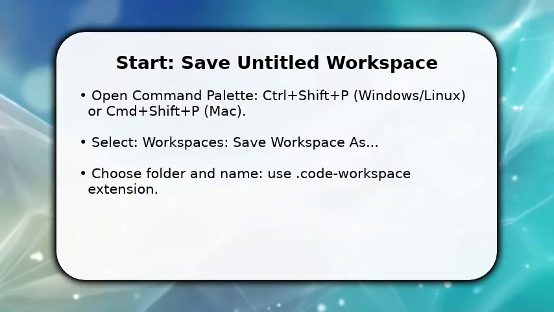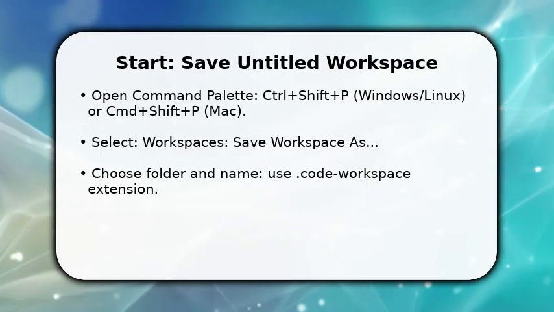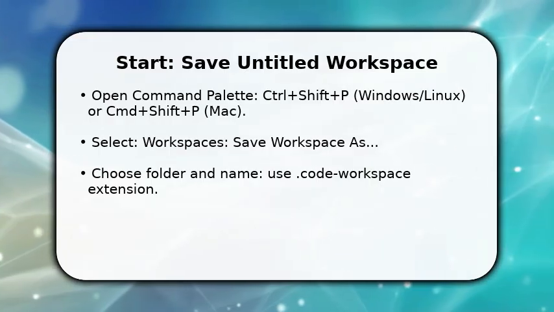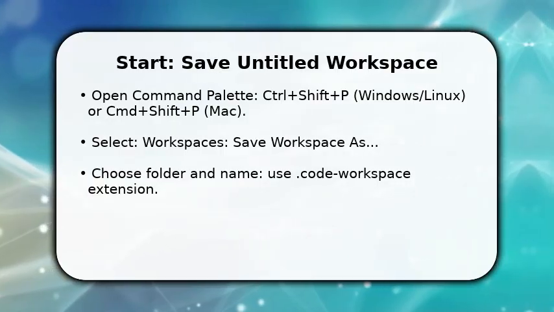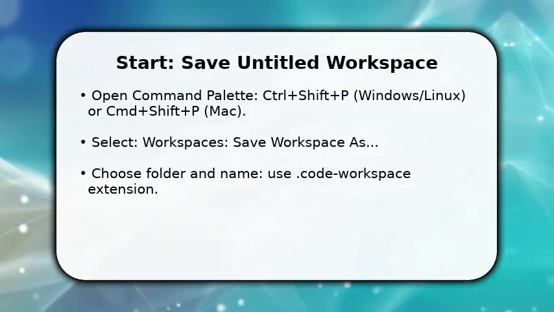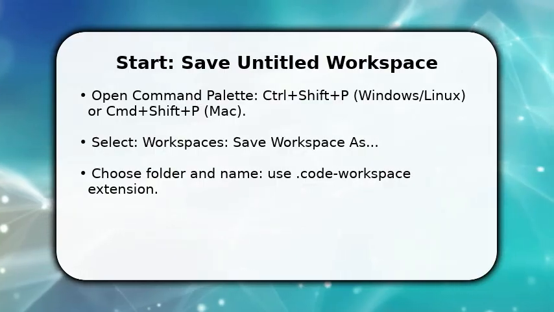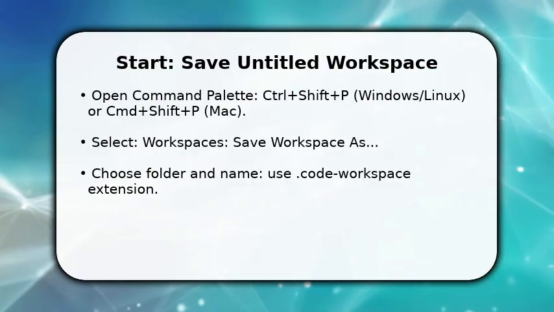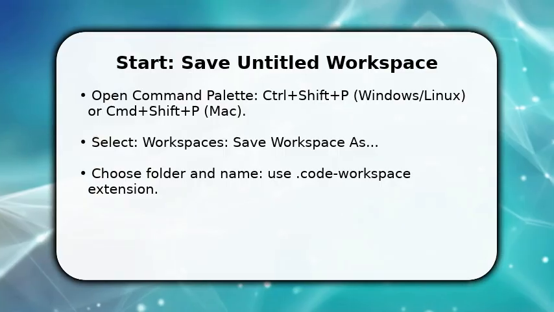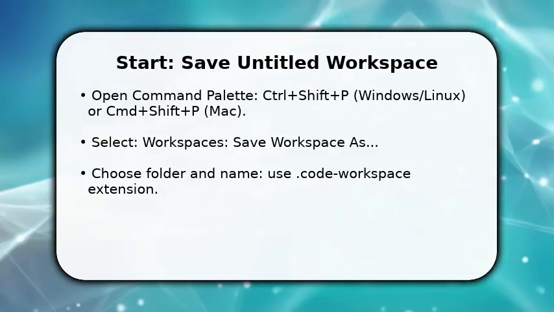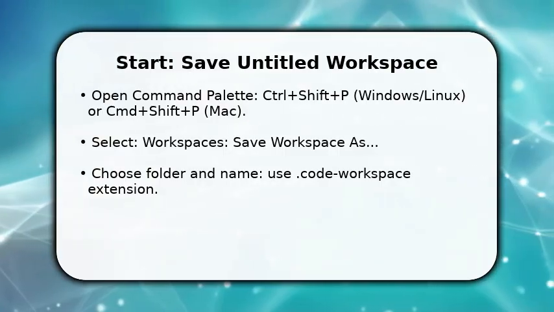You begin by saving the Untitled Workspace immediately. This is the single required action. Open the command palette with Ctrl+Shift+P or CMD+Shift+P, then type and select Workspaces: Save Workspace As. Once done, navigate to a folder you want the workspace file kept in, give it a clear name, and ensure the file name ends with .code-workspace.